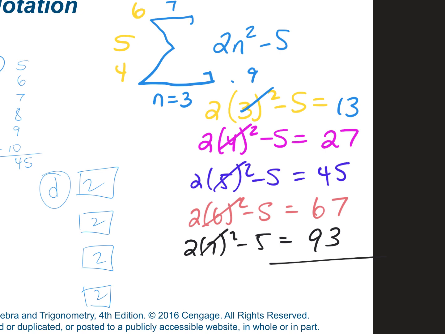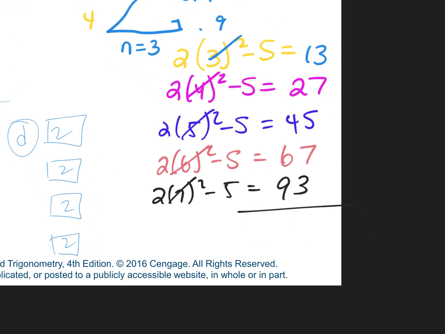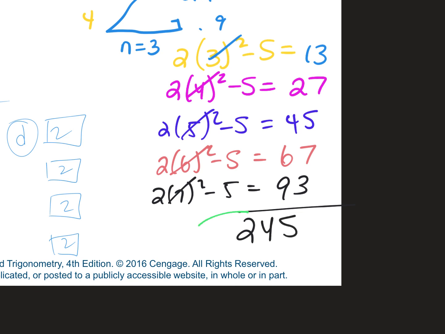Now, what do I do with all of these numbers? Add them up. So 13 plus 27 plus 45 plus 67 plus 93. A couple of you do it. 245? Okay, 245. That is your answer to that question.